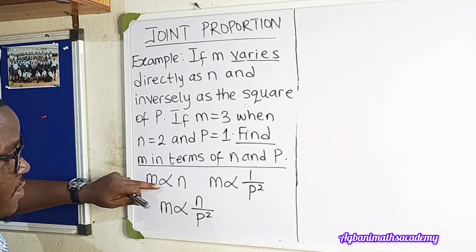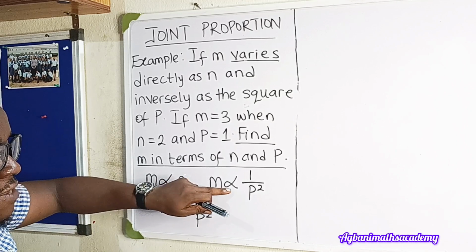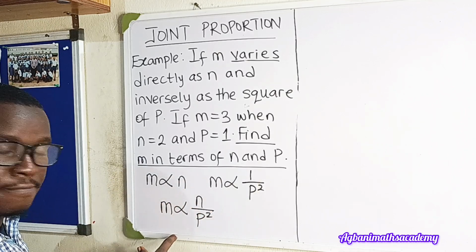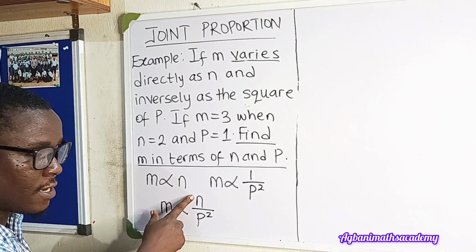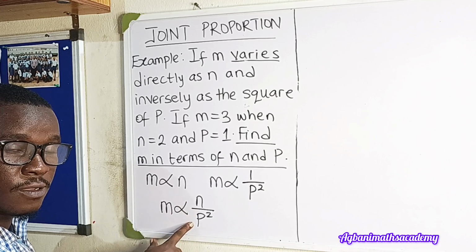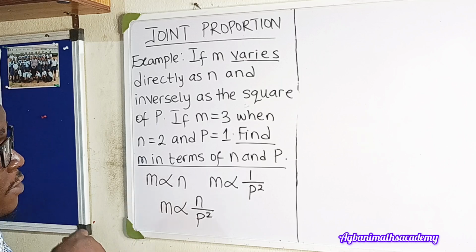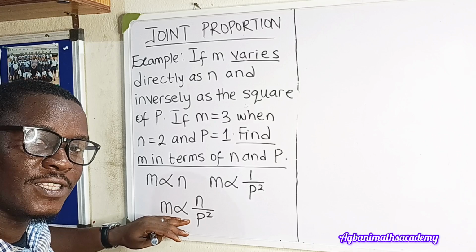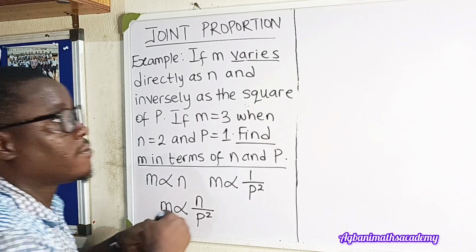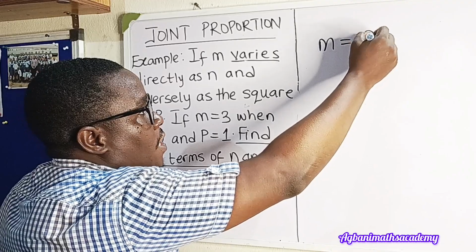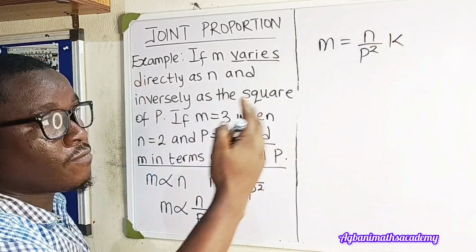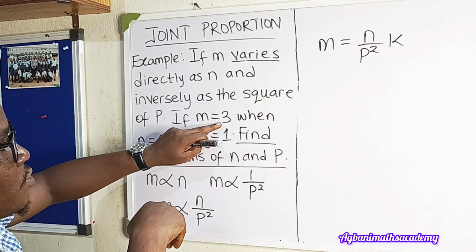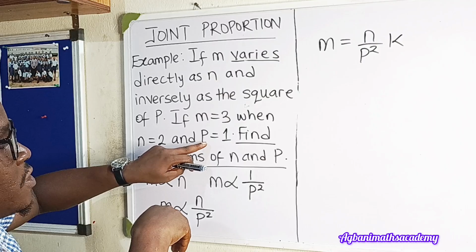So M is directly proportional to N. M is inversely proportional to P squared. When you bring them together, you have one relationship, okay? M is proportional to N and inversely proportional to P squared. Okay, so that's the relationship. But we are told to find M in terms of N and P. That means we're expected to convert the proportionality sign to an equal to sign. So this means M is equal to K N all over P squared, the same thing, okay? Now we are told that M is equal to 3 when N is equal to 2 and P is equal to 1.